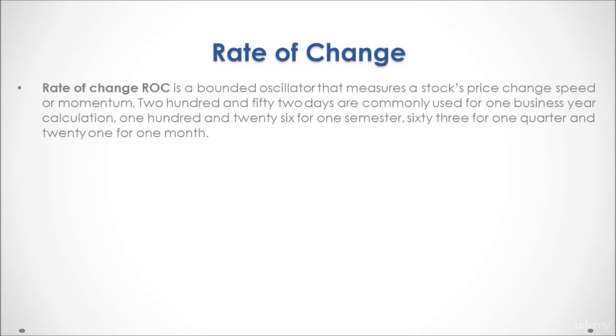Rate of change is a bounded oscillator that measures a stock's price change, speed, or momentum. 252 days are commonly used for one business year calculation, 126 for one semester, 63 for one quarter, and 21 for 1 month.